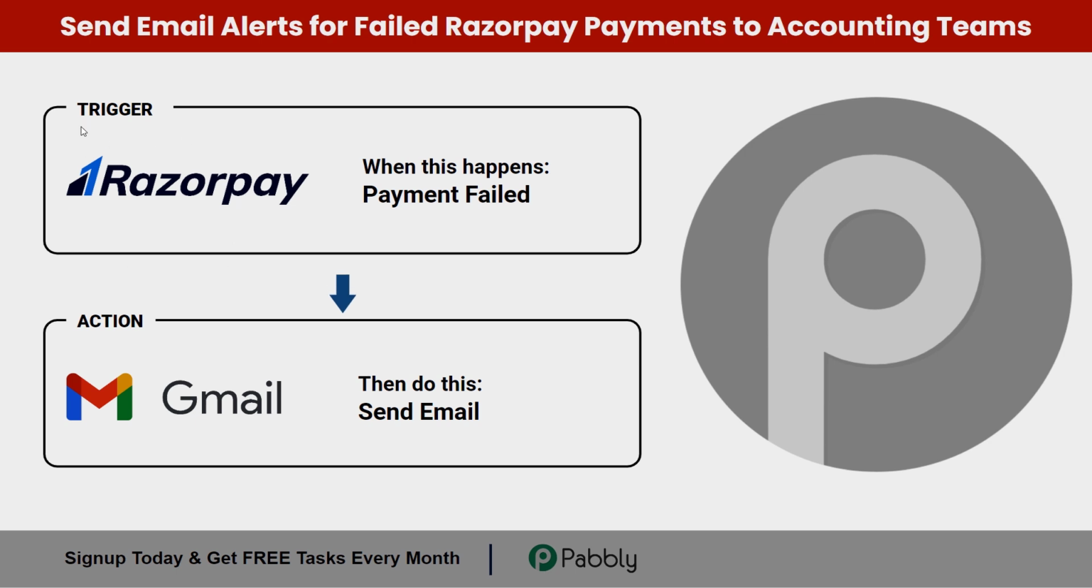Now in order to streamline my process, what I want is that as soon as a new payment fails in my Razorpay account, automatically my accounting team should receive an email alert for the same. So to do this, we are going to create a connection between Razorpay and Gmail. To create this connection without knowing any programming or coding language, we are going to use Pabbly Connect. It is an amazing automation software. So do you also wish to learn this process step by step? Then follow me through the screen.